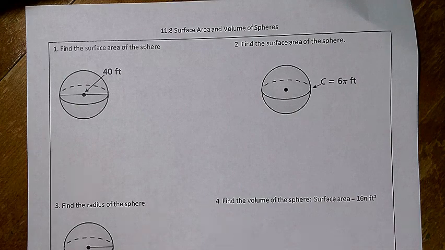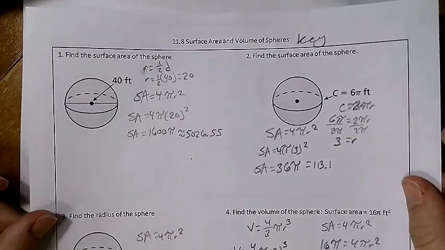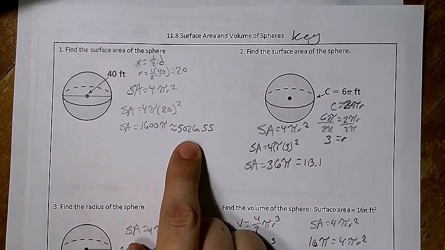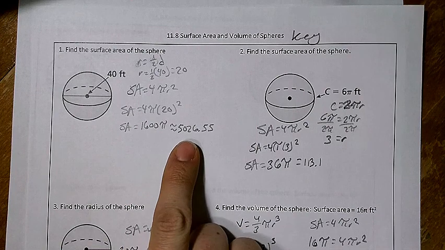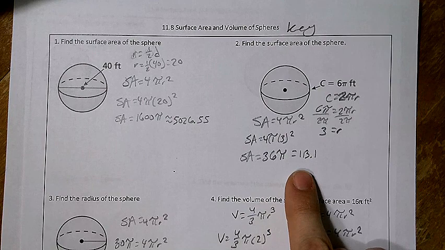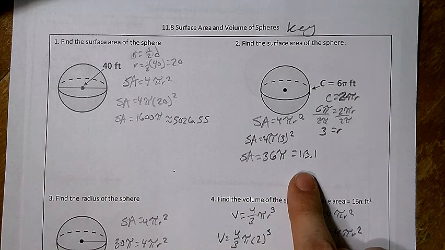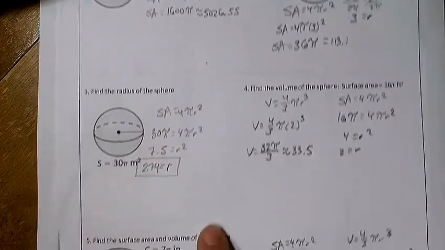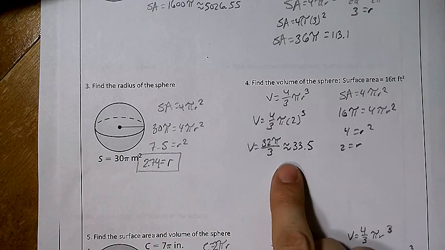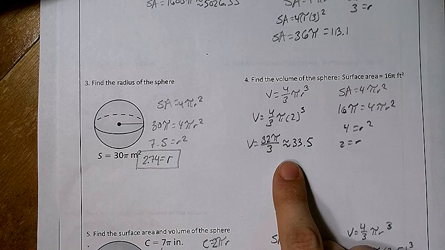All right, let's go over these problems. For number 1, you should have gotten a surface area of 1,600 pi, which is approximately equal to 5,026.55. For number 2, you should have gotten a surface area of 36 pi, which is approximately equal to 113.1. For number 3, you should have gotten a radius of 2.74 meters, in case you want units on there. For number 4, you should have gotten a volume of 33.5 feet cubed.